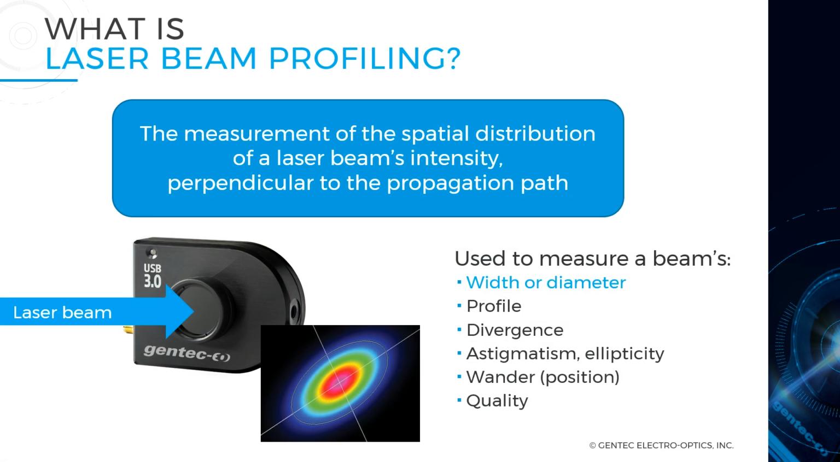So, what is laser beam profiling? It's the measurement of the spatial distribution of a laser beam's intensity. It's not a laser power measurement, and it's not absolute. You get the distribution of relative intensities. Your beam profiler will provide you with beam diameter, profile, divergence, astigmatism, ellipticity, relative position, and overall quality. And note that we won't measure M² parameters in this workshop, but we're happy to discuss it with you afterwards.